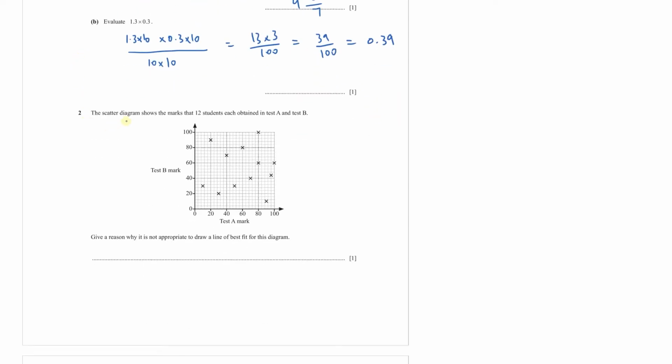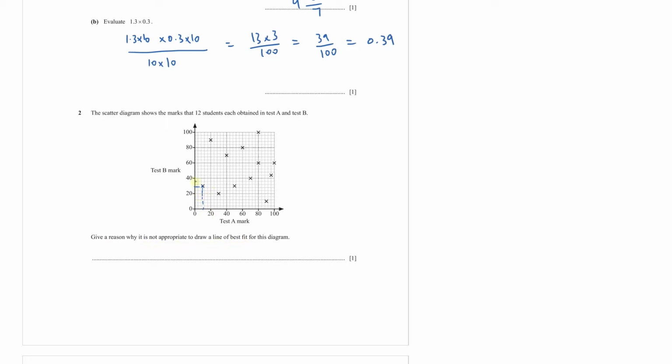Question number 2 is: the scatter diagram shows the marks that 12 students each obtained in test A and test B. So on the y-axis you have the score for test B, on the x-axis you have the score for test A. So this student scored this much in test A and this much in test B. And you have the scores for a total of 12 students. So the question is, give a reason why it is not appropriate to draw a line of best fit for this diagram.